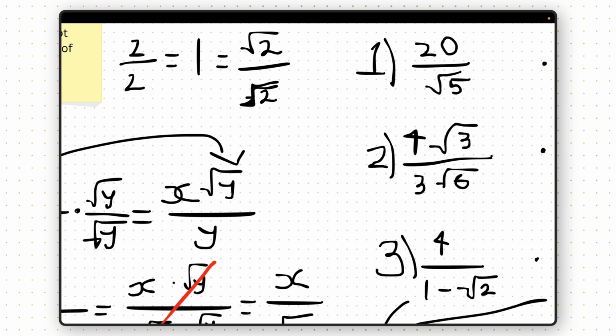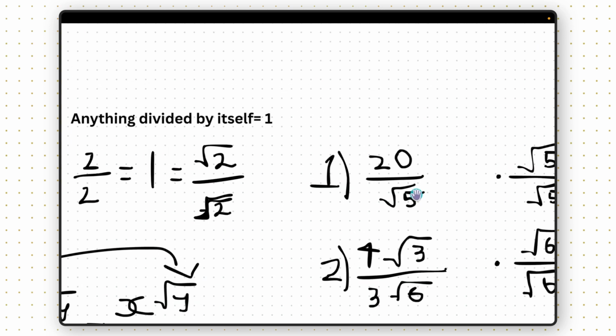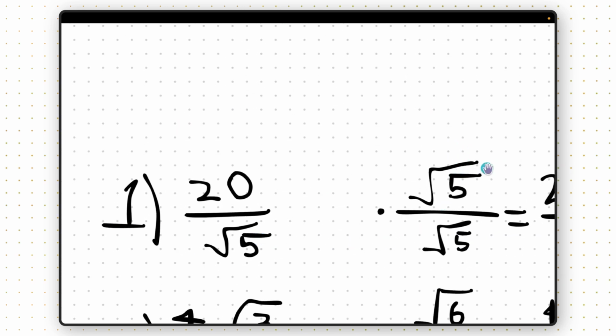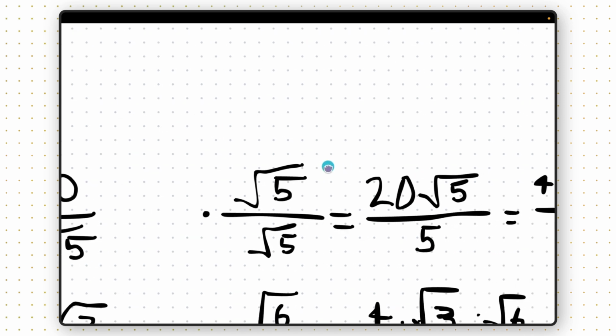Okay, so the first one is pretty simple and straightforward. We just use our rule and multiply the top and bottom by root 5. So we get 20 root 5 over 5.